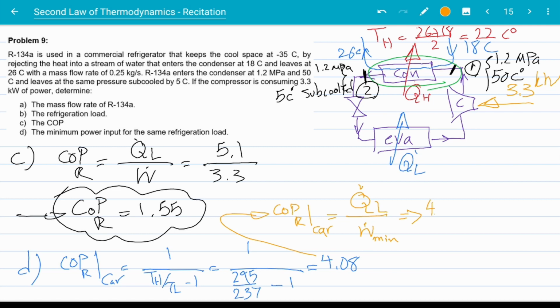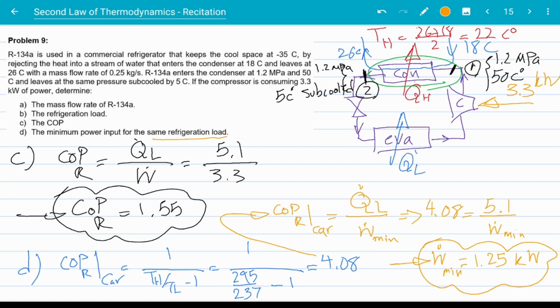Plug in numbers, I get 4.08. The problem specifically says it's the same refrigeration load, so 5.1 over the minimum power input. You do the math, you get that the minimum power input is 1.25 kilowatts. So if our refrigerator was operating on an ideal reversible cycle, it will consume only 1.25 kilowatts instead of the 3.3 kilowatts that it's actually consuming right now.